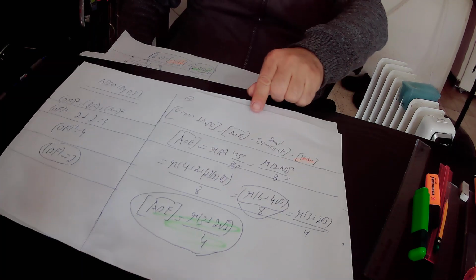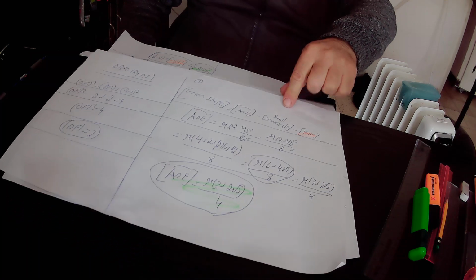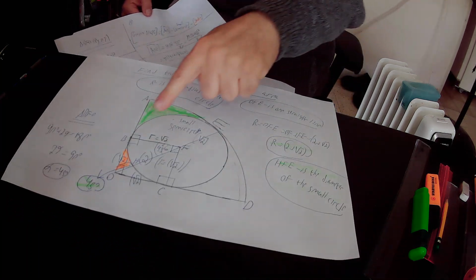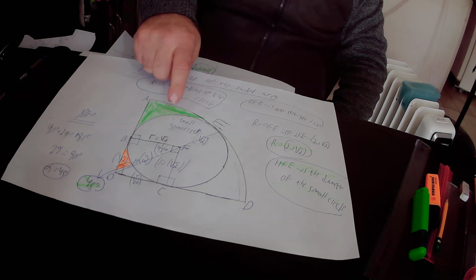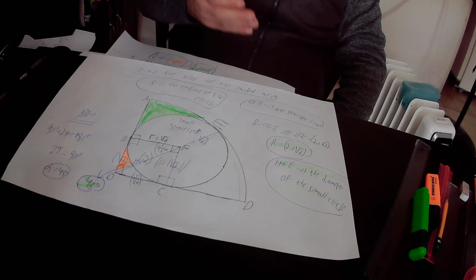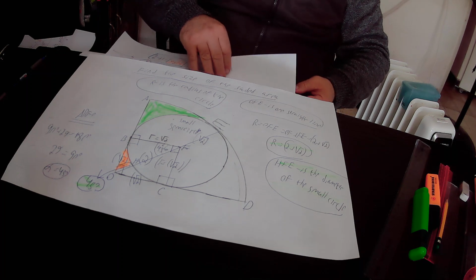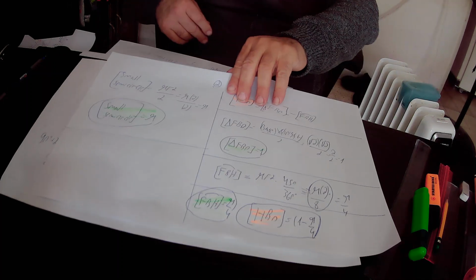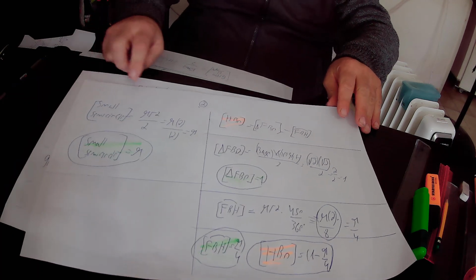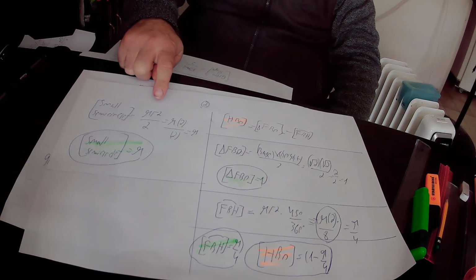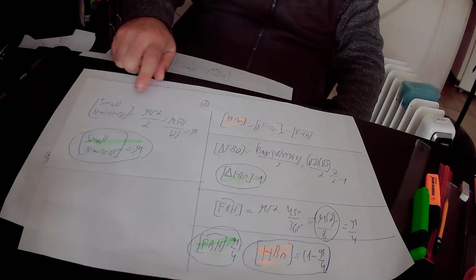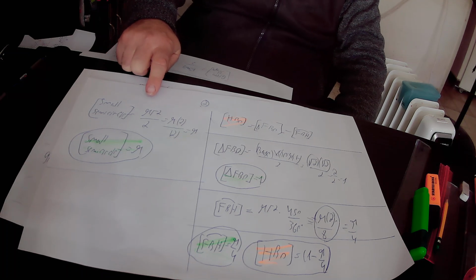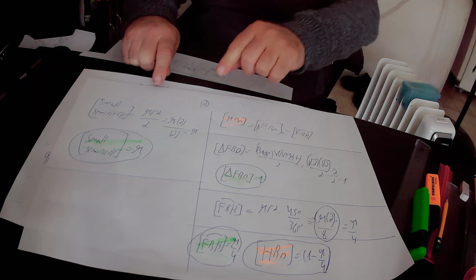In the next step, we find the area of the small semicircle. The area of the small semicircle is half of the area of the small circle, of course. The area of the small circle is pi r squared, and when we divide the area of the small circle by 2, we get the area of the small semicircle. So in total, the area of the small semicircle equals pi r squared over 2.